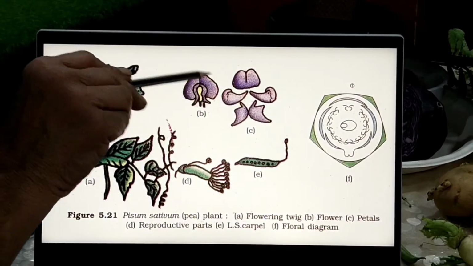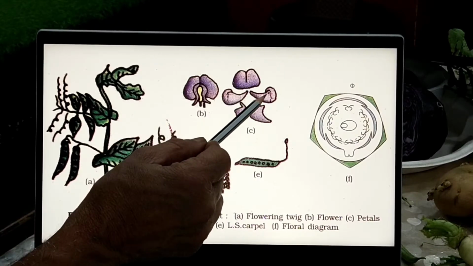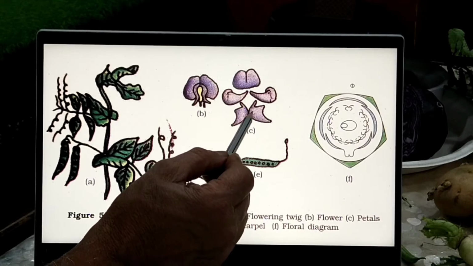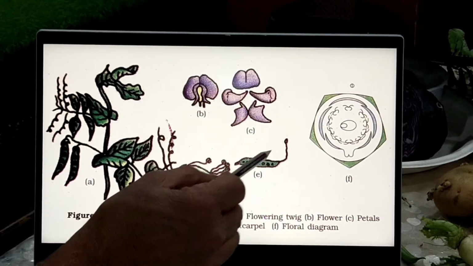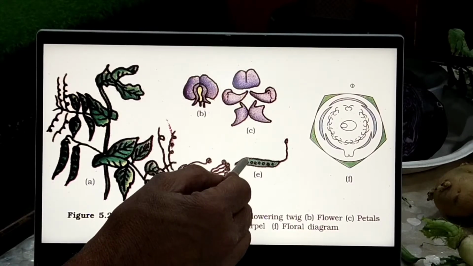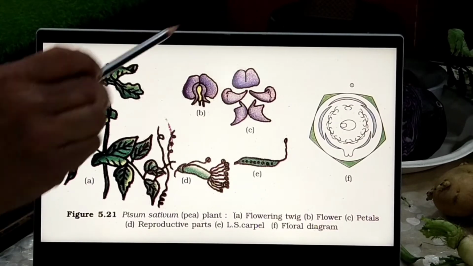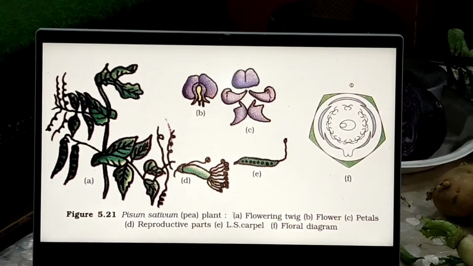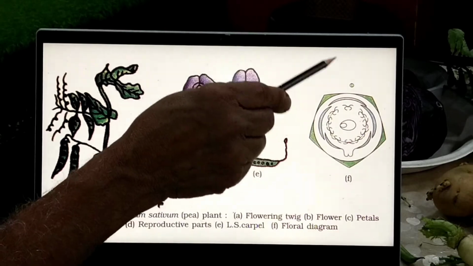You can see the petals here: the vexillum, that is the standard, then the 2 ali or wings, and the 2 together are fused to make the keel. This is a 9+1 arrangement. There's just the LS of the ovary. Look, this is very important. When you have this kind of a point along the side of the floral diagram, it means this is the mother axis. That means the mother axis is here, the main plant is this side.